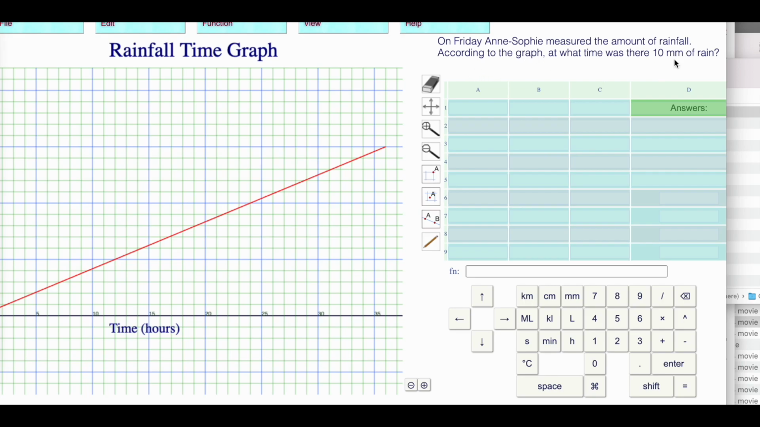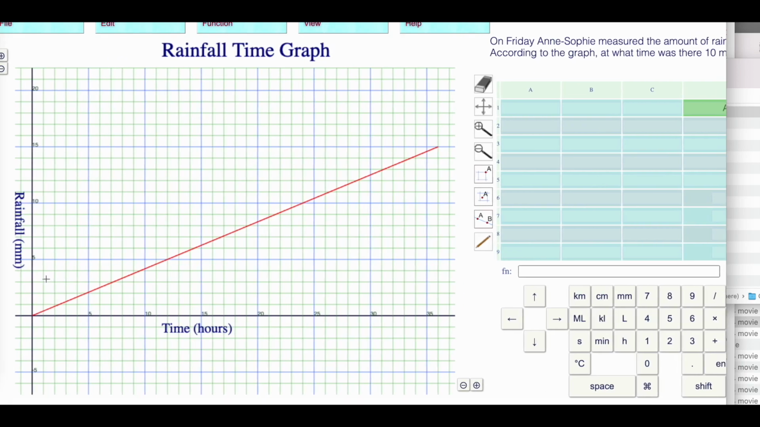On Friday, Anne-Sophie measured the amount of rainfall. According to the graph, at what time was there 10 millimeters of rain? At what time were there 10 millimeters? Here's my 10 millimeters. I'm just going across until it hits my graph.